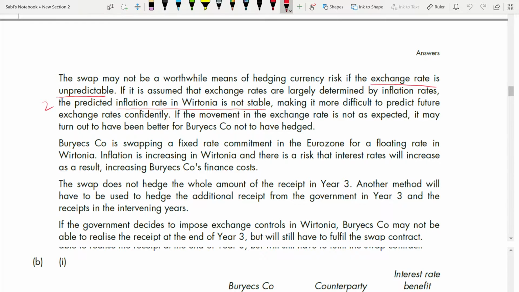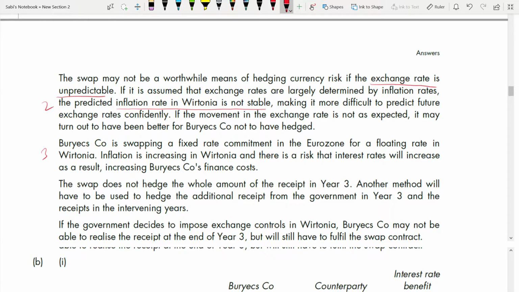Brewers company is swapping a fixed rate commitment in the Eurozone for a floating rate in Vertonia. Inflation is increasing in Vertonia. Just now we saw from 3 to 8, then 11%. And there's a risk that interest rates will increase as a result, increasing Brewers company's finance cost. So this is the third disadvantage.